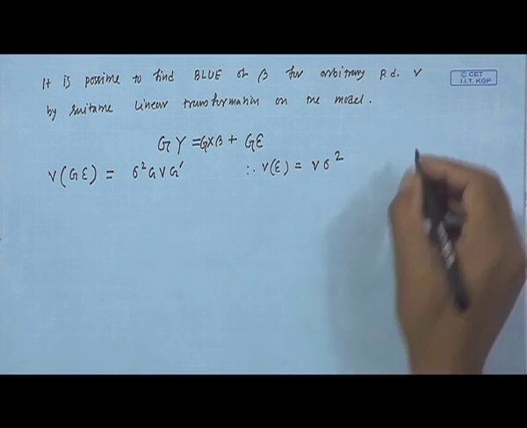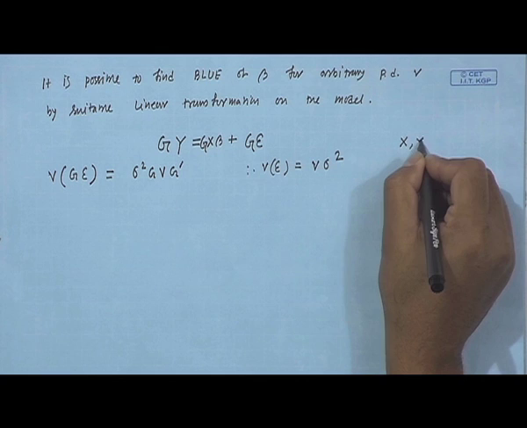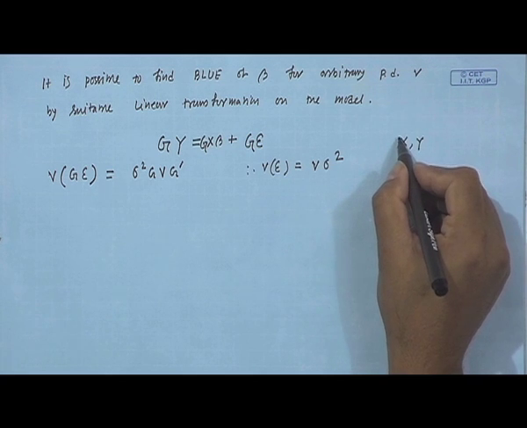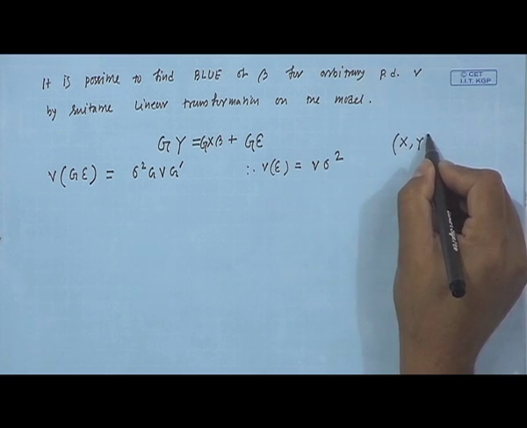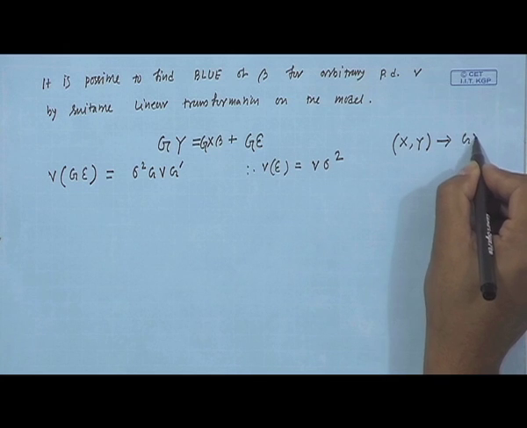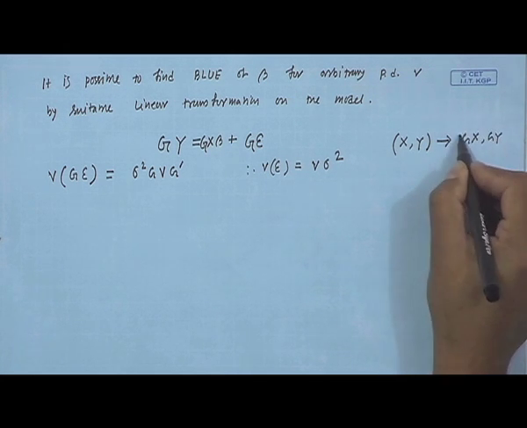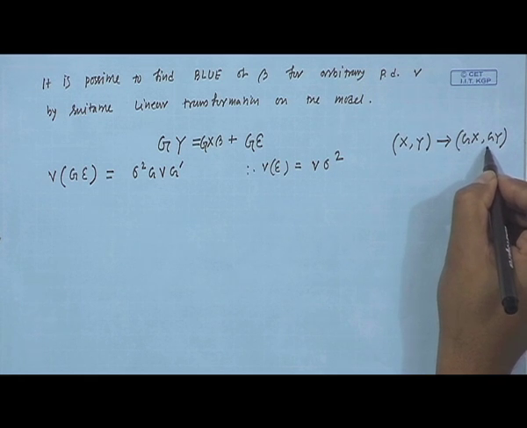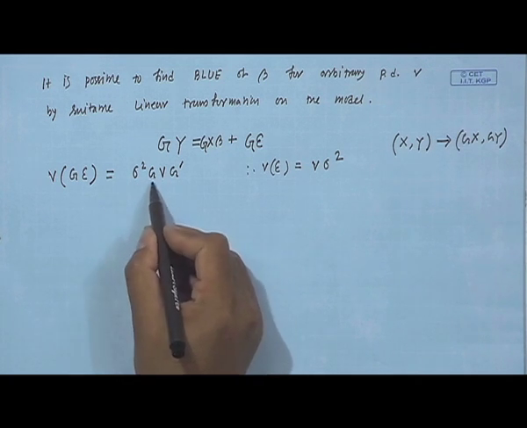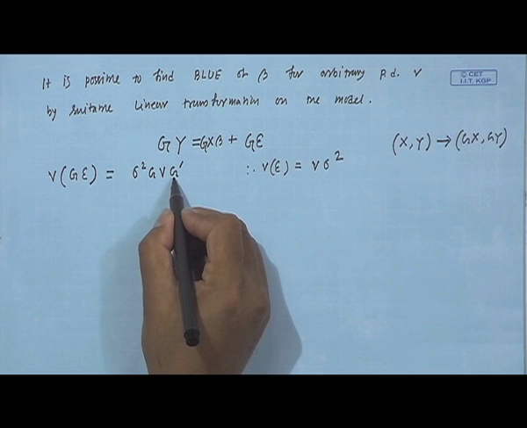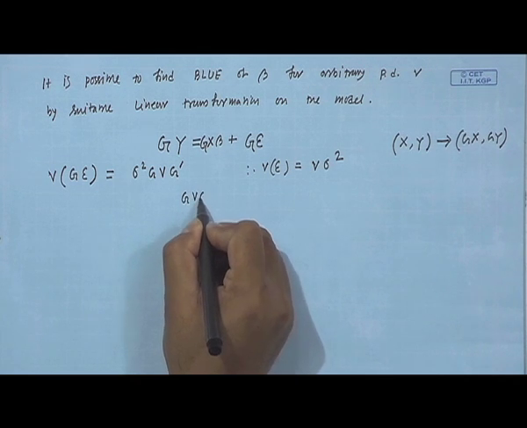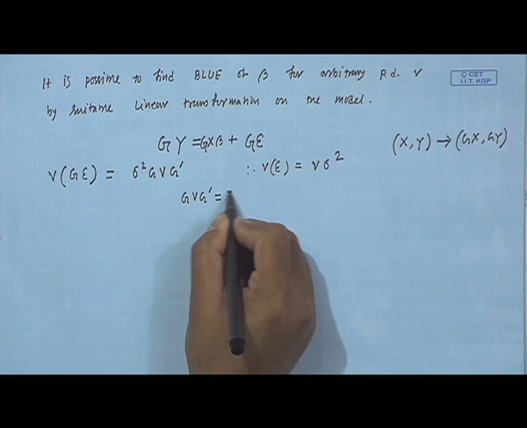So, what we are doing here is that you are given the data x, y. The given data does not satisfy the model assumption, it has non-constant variance, and then we transform this data to g x, g y. Now, our problem is to choose a correct g such that this quantity is identity. So we have to choose g in such a way that g v g prime is equal to identity.